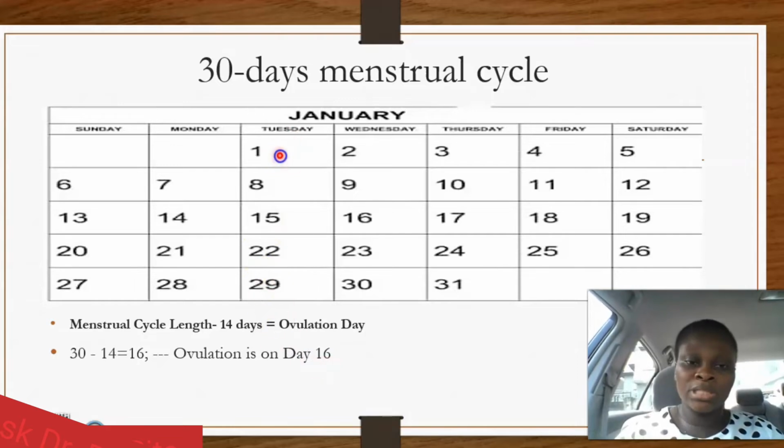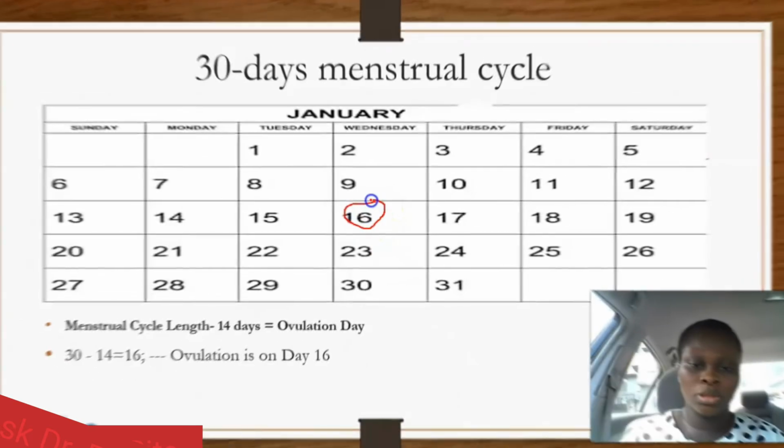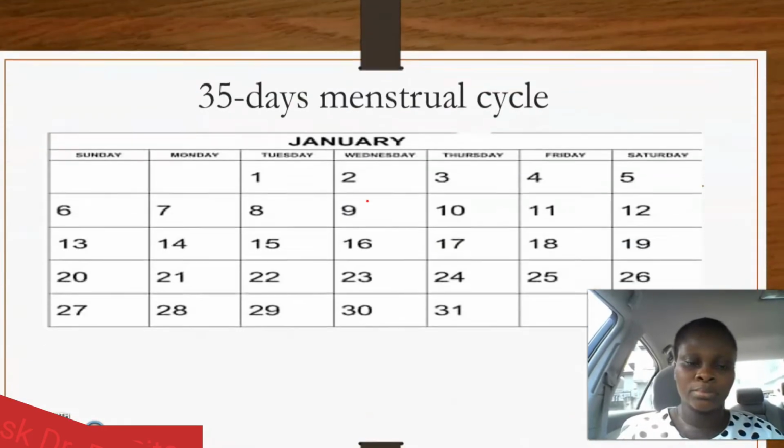Now, if this is day 1, your ovulation is going to be on day 16. So this will be your ovulation day.